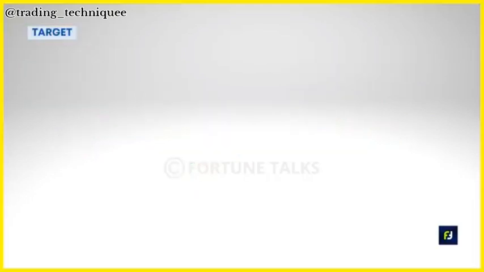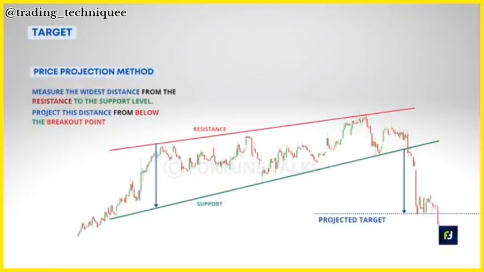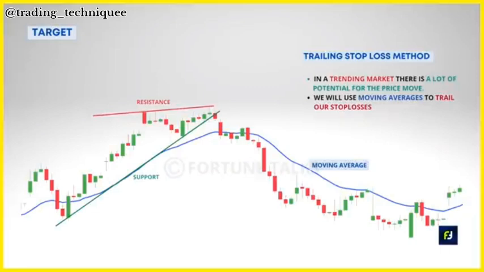Let's learn how to set a target for the rising wedge pattern. Now there are many ways you can cash in your winners, and one of the most common approaches is to have a predetermined profit target. The target can be measured by taking the distance of the back of the wedge, or the widest portion of the wedge, from the support to the resistance level and then extending this distance down from the trend line breakout point. You can also choose to trail your stop loss until the market takes you out of the trade.